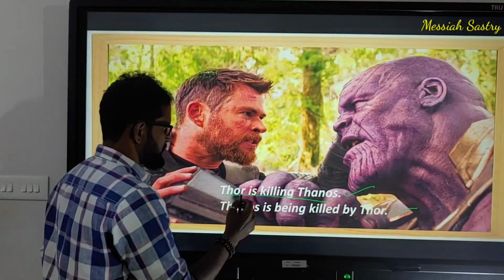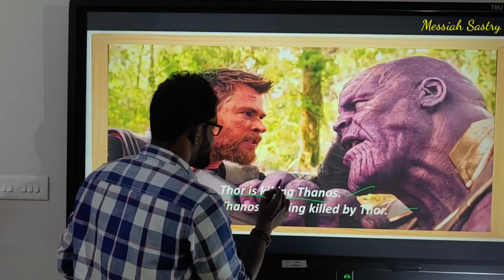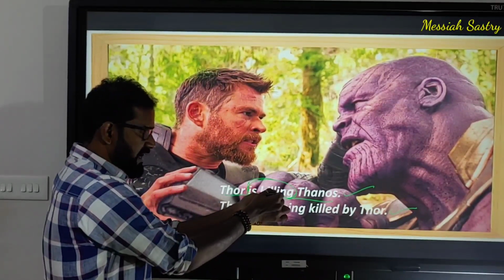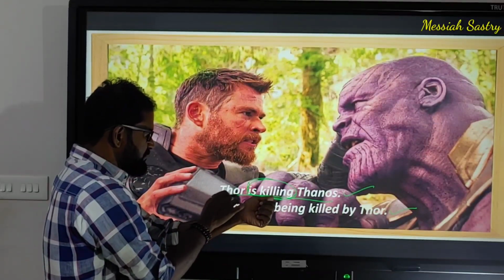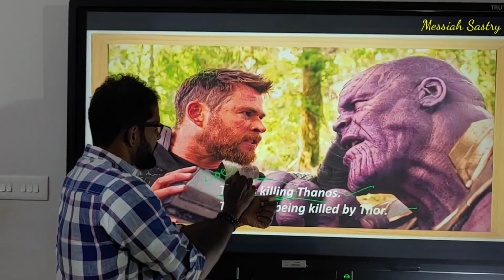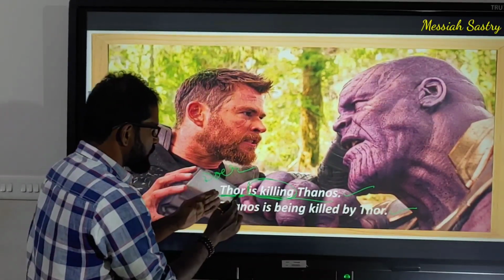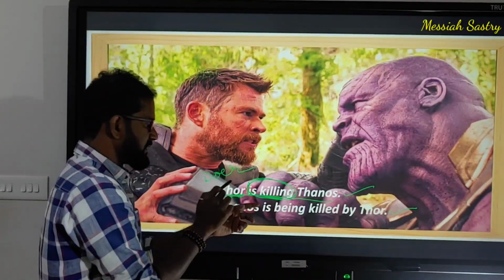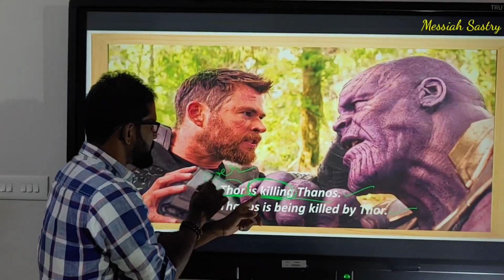Let us look at the first one. Is killing. The form of the verb here, is killing, tells us the subject is the doer. The subject is the doer. See, Thor is killing. So the form of the verb tells us that the subject is the doer.